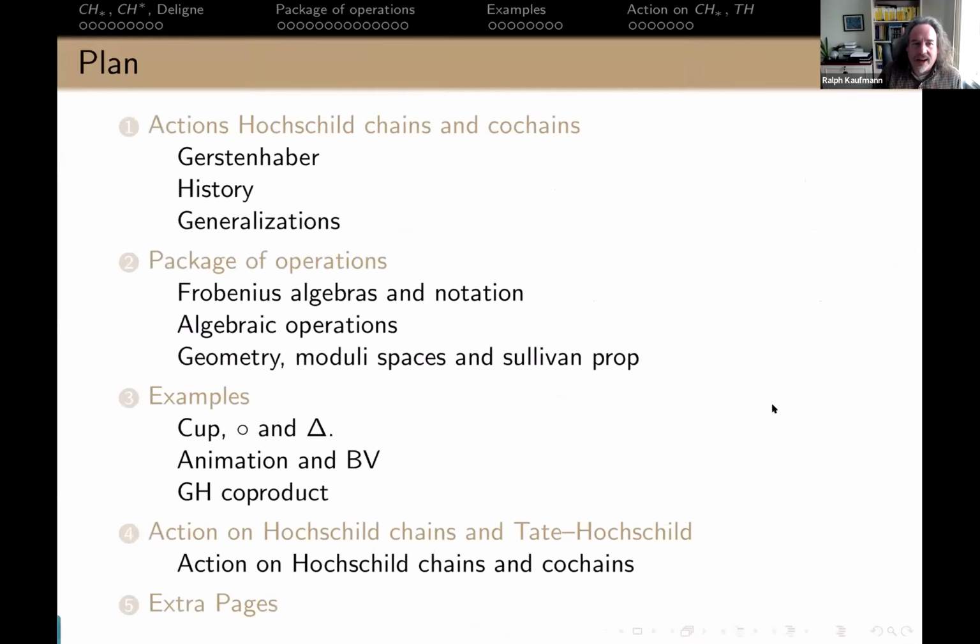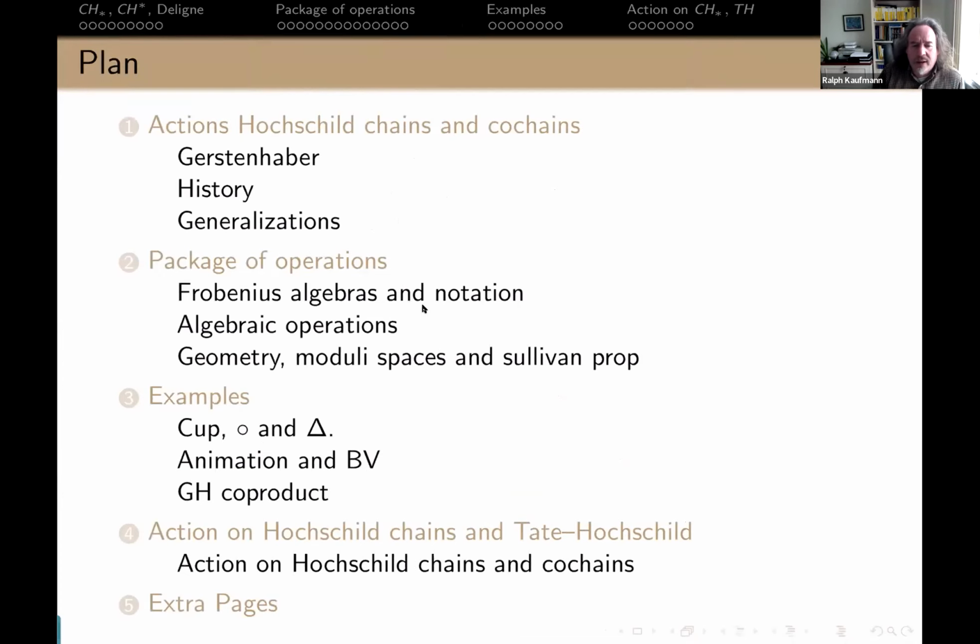So this is the outline. I expect that most people know this, but I'll do a quick review of Hochschild chains and cochains and their structure, and some generalizations of the Linnell conjecture and the Linnell conjecture itself. And then I'll introduce a package of operations, which is actually from 2006.